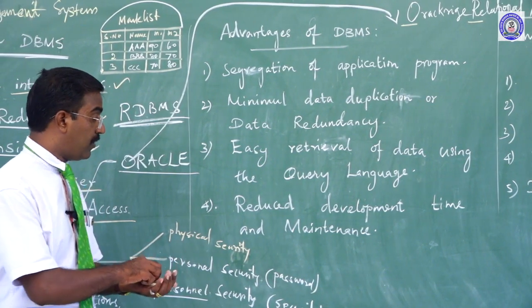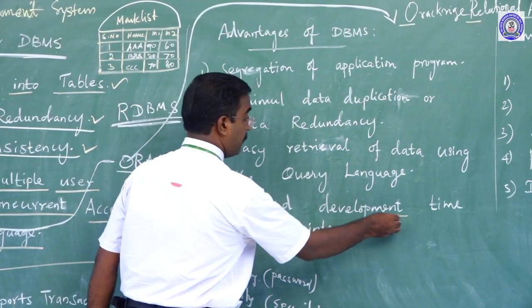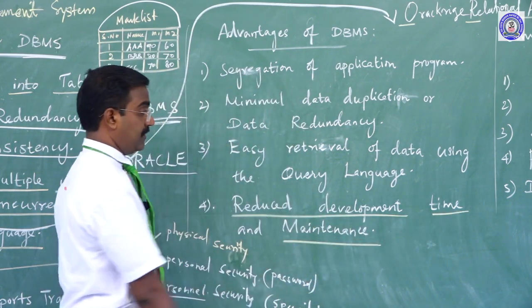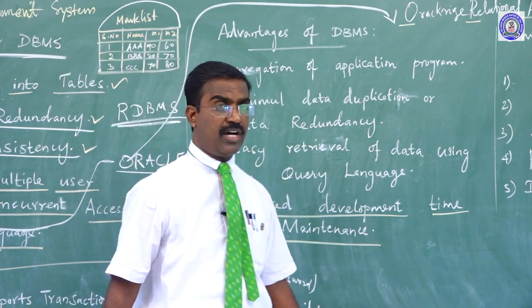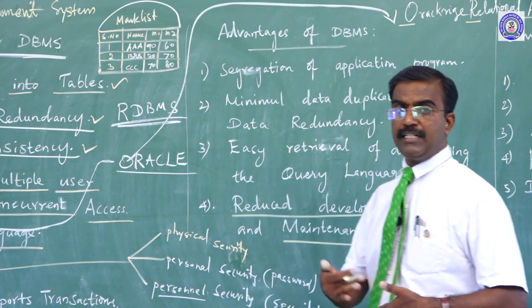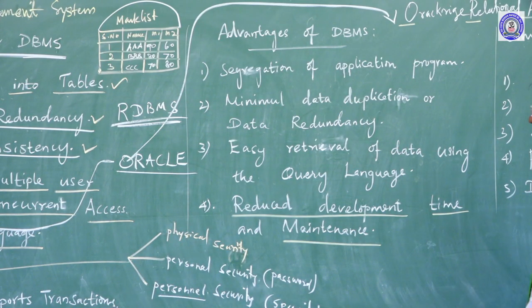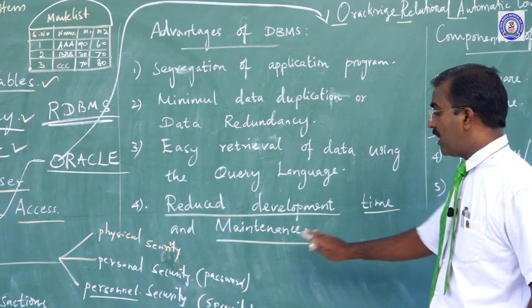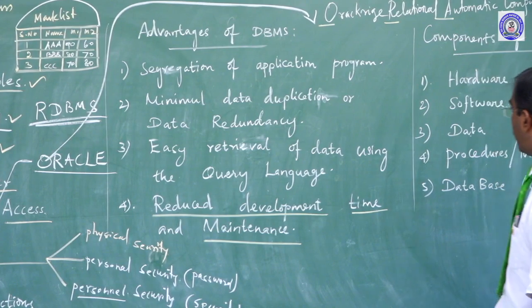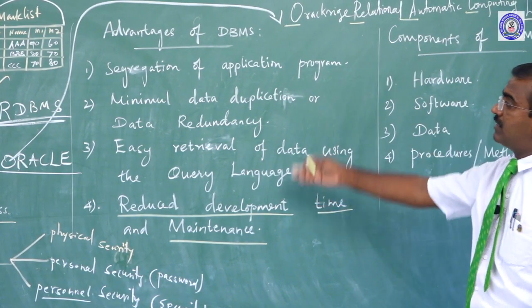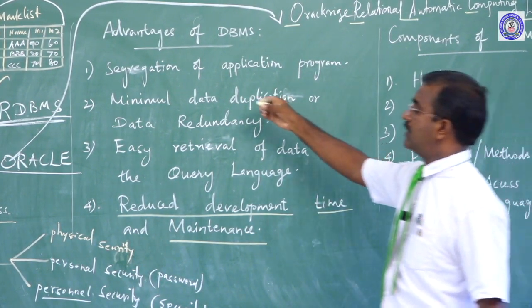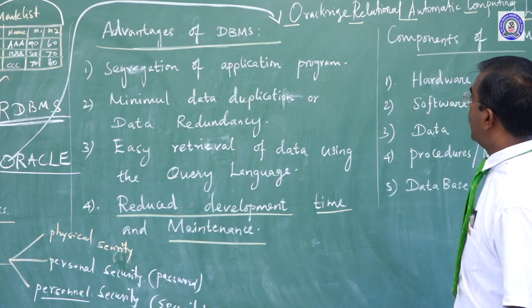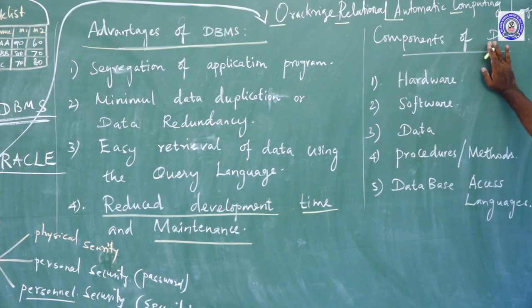This is a very important point: reduced development time and maintenance. For this exam, after this much time, it will automatically submit. The processing we are maintaining is for reduced development time and maintenance. So these are the advantages of DBMS. It's a very important question, asked for 2 marks also. Next, components. What are the components?